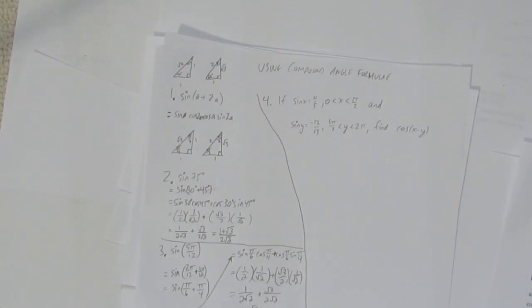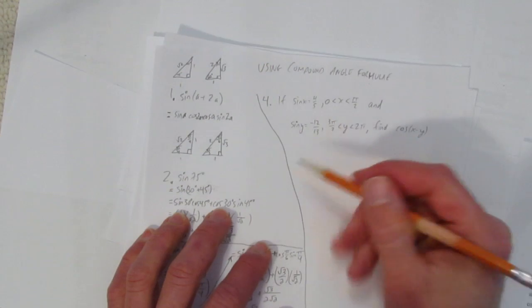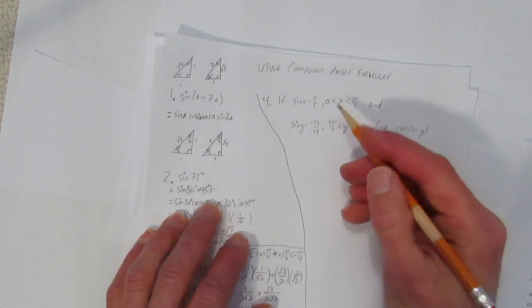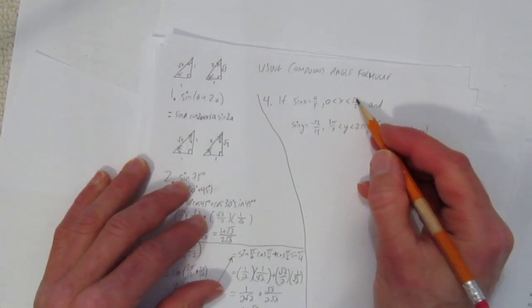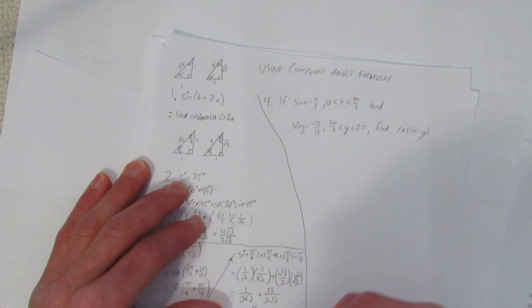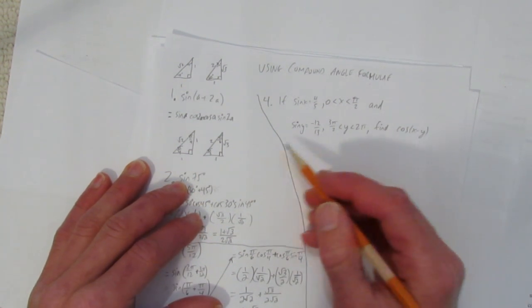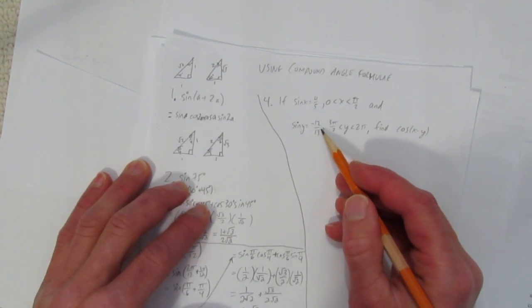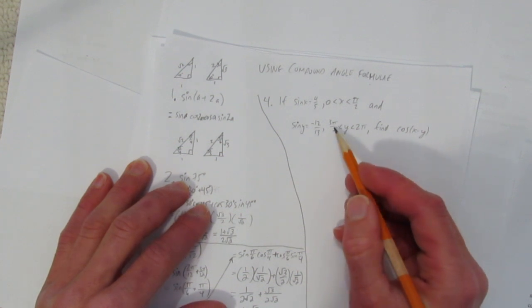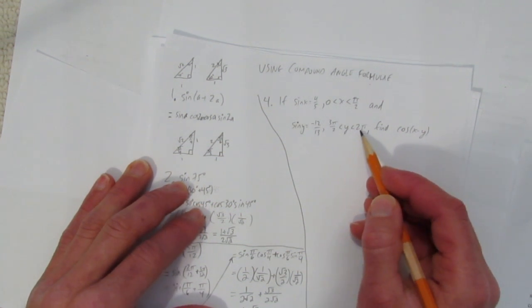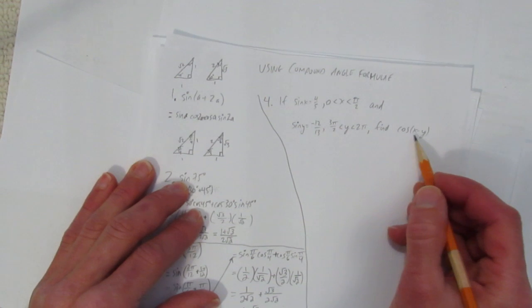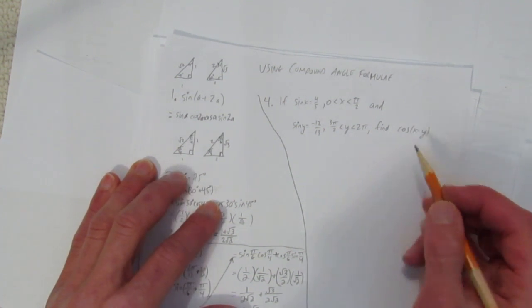Question 1, 2, and 3 aren't too long, but question 4 is a bit longer. It says, if sine of x is 4 over 5, and x is between 0 and pi over 2, that's quadrant 1, then, oh, and we know something else. Sine of y is negative 12 over 13, and y is between 3 pi over 2 and 2 pi, so that's quadrant 4. Find cos of x minus y.